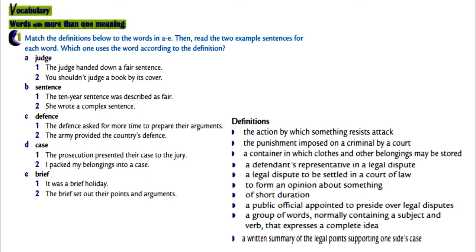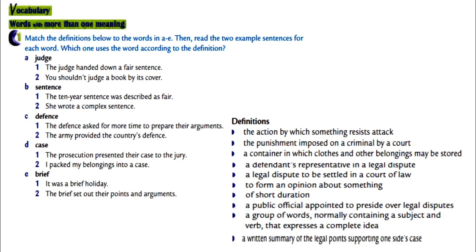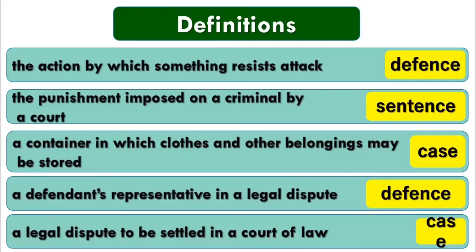So here I will leave you this exercise to do after the class. You have here judge, sentence, defense, case, and brief. And you have definitions. We need to match the meaning or the definition with the sentence. I'll do the first one with you. The judge handed down a fair sentence. Judge here is the job of the person. But the second one, as a verb: you shouldn't judge a book by its cover. If you see a book, you don't say this is a good book or a bad book until you read it. And you cannot do the same with people.